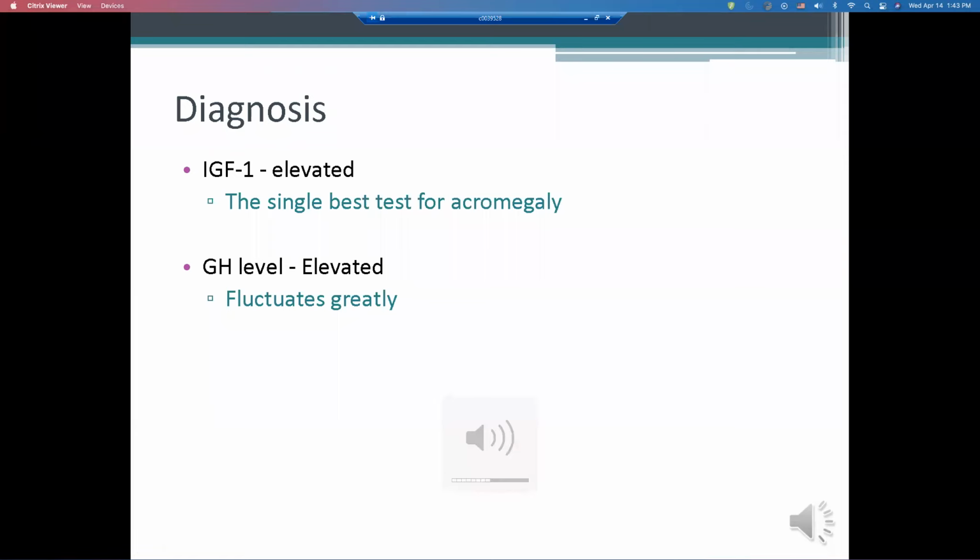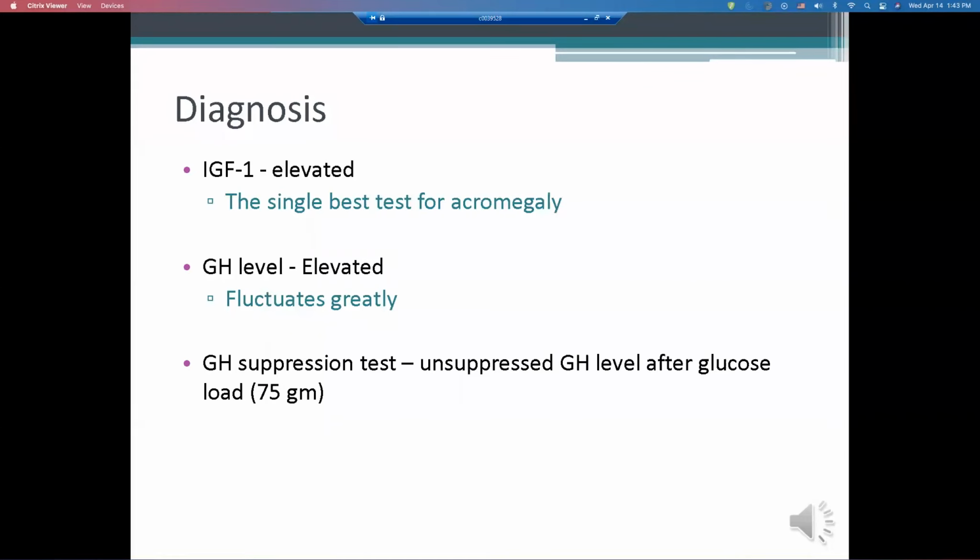So in general, you can order growth hormone as a test, but it's not a great test to diagnose acromegaly because it fluctuates significantly. So it increases with exercise, it increases with certain types of food, and it's also high at night and low during the day in general. So we usually measure it as a supplemental or complementary test.